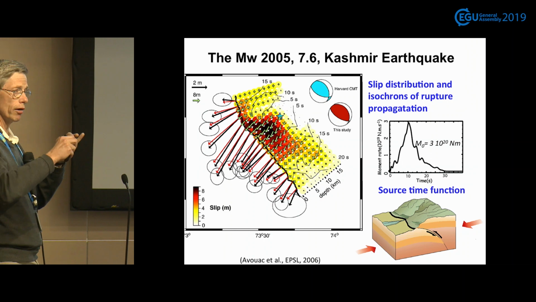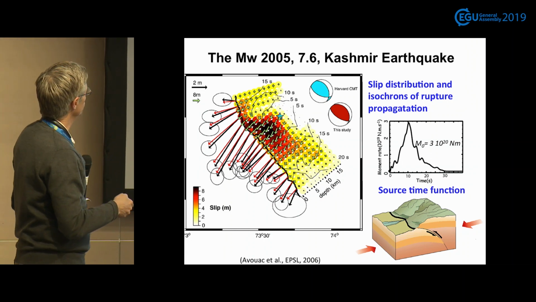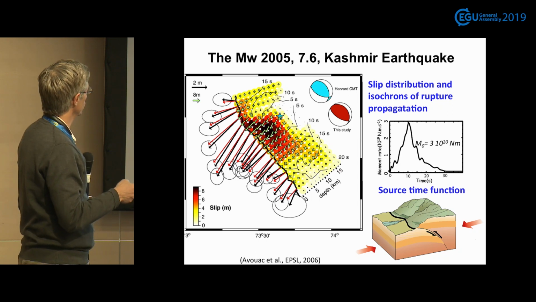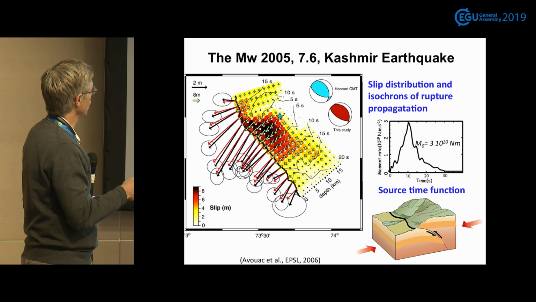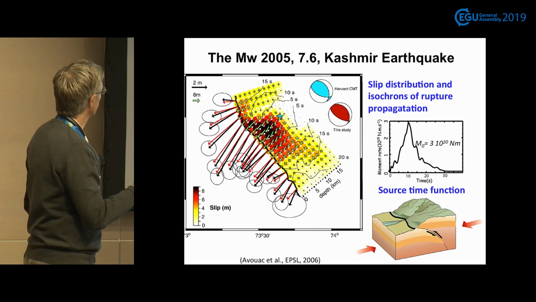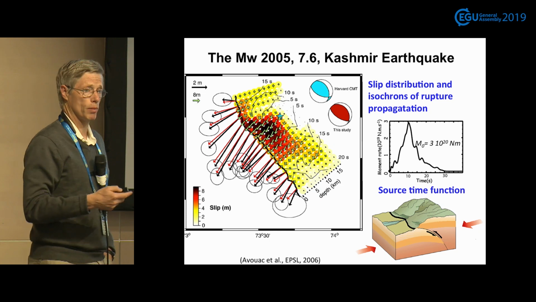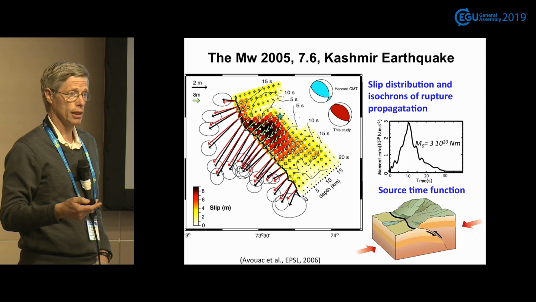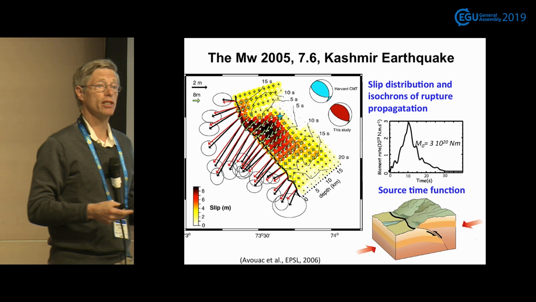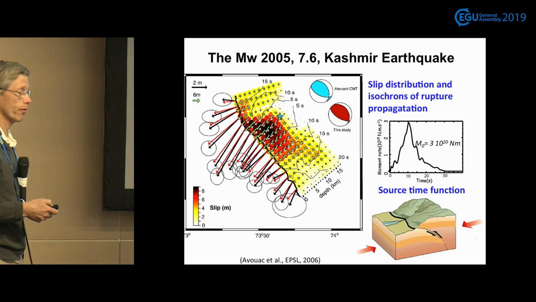You do modeling of the waveforms that we record with seismometers, and when you do the modeling, you can learn about the kinematics of the rupture. In that case, this earthquake started at a depth of about 15 kilometers and then propagated to the surface with time. The total duration was only about a minute. So magnitude 7.6, 1 minute, it killed 85,000 people. That was quite a heavy death toll.